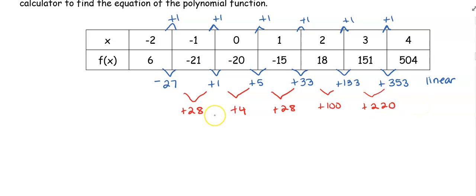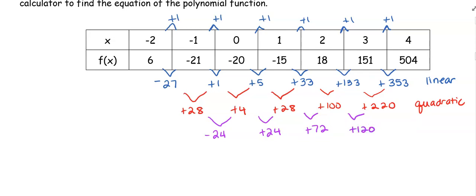So I look at my second set of differences. Those are not the same. If they were, it would be quadratic, but it's not. So then we move on again. 28 to 4, I'm getting smaller, I have to subtract 24. I'm getting larger, I add 24. I'm getting larger, I have to add 72. Add 120. My third set, again, is not the same, so it's not cubic.